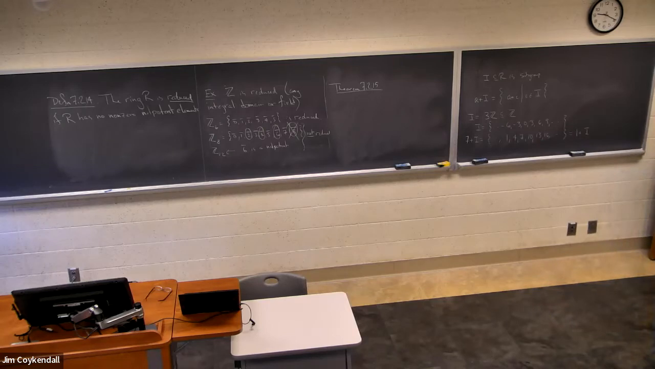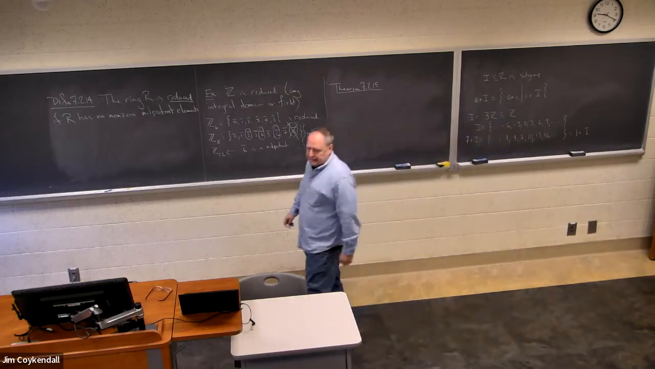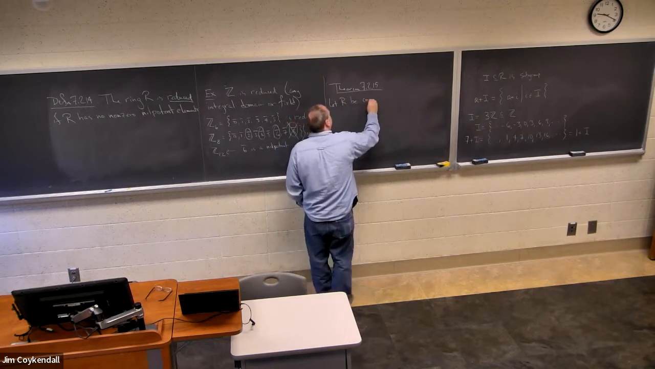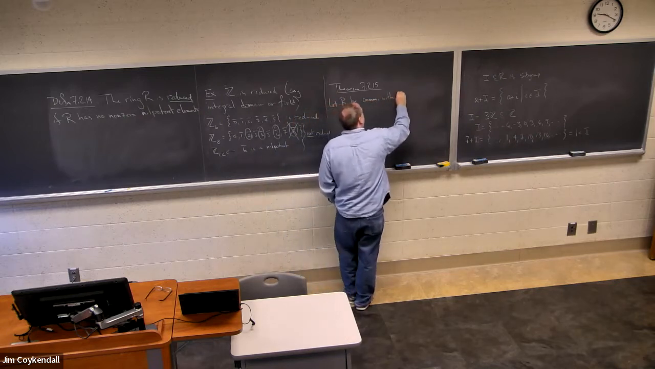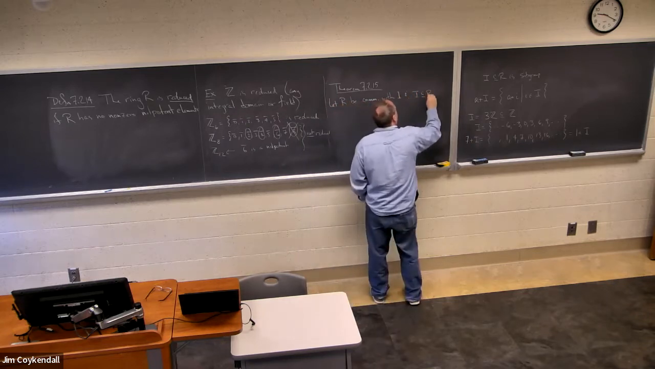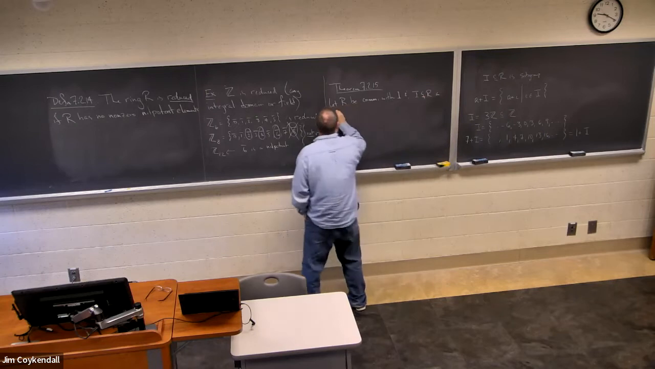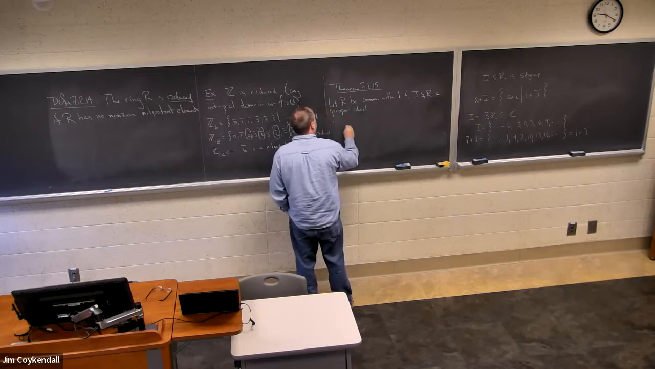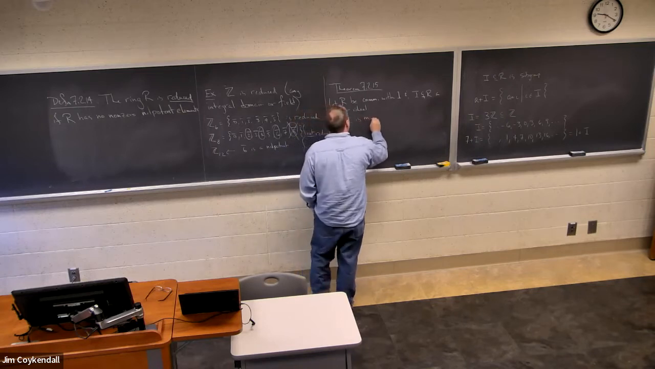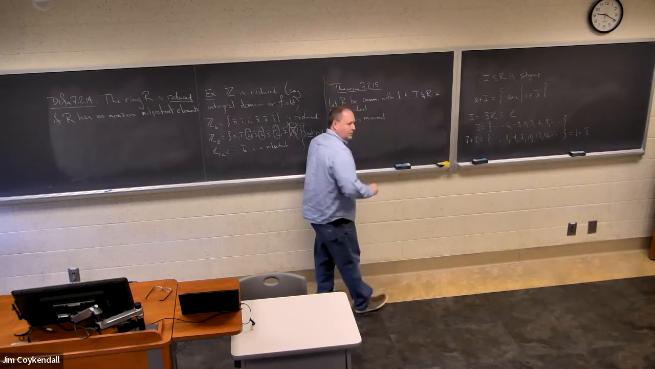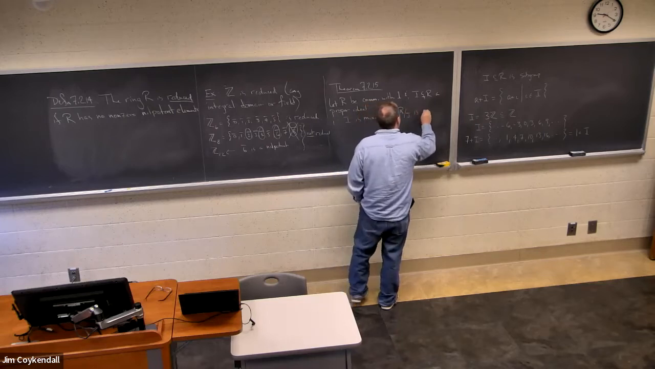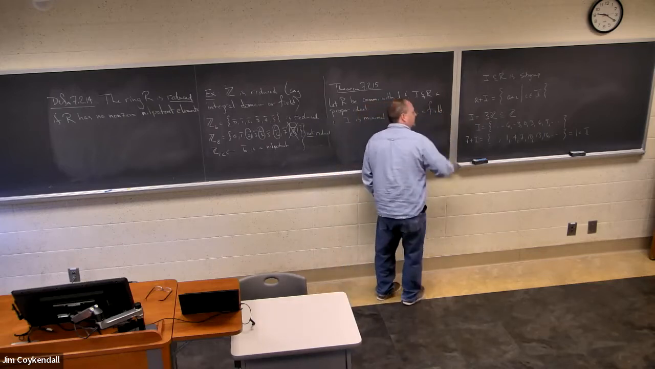Okay. This theorem you might find useful on one of the homework problems. Let R be a ring with 1, and I a proper ideal. Number 1, I is maximal if and only if R mod I is a field.